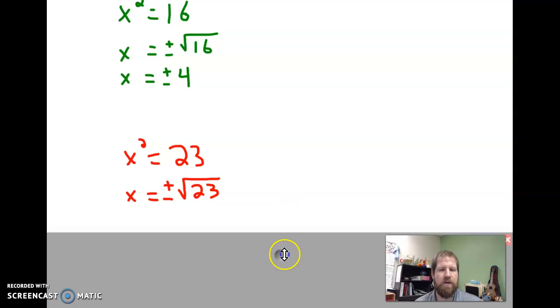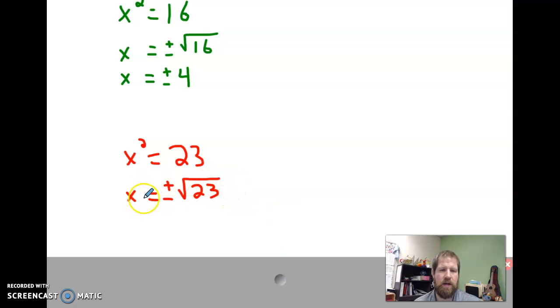When you don't have a perfect square, this is where it ends. We are ending at the point of x equals plus or minus the square root of 23, which is going to be a messy number. But most of the time we're not going to be rounding that. We're not going to be looking to find it to the nearest tenth. We're just leaving it in this form because that is the simplest way to do it.